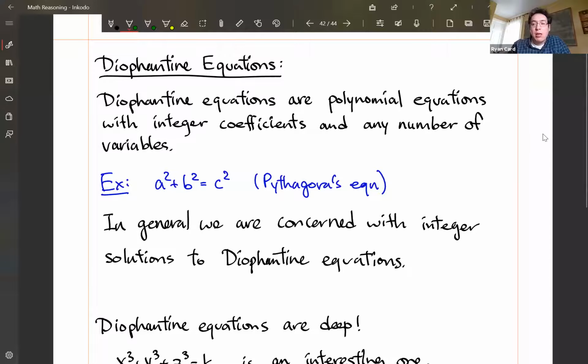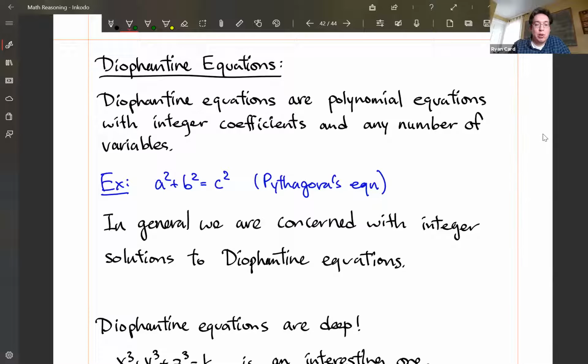between these two chapters on the importance of the integer combination problem that we've been discussing and similar types of problems. So let me show you what I mean by that. These are examples of what's called Diophantine equations. Diophantine equations are polynomial equations with integer coefficients and any number of variables. An example of a Diophantine equation that you've seen before is Pythagoras' equation.